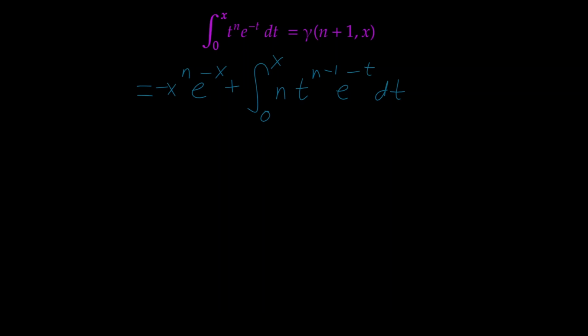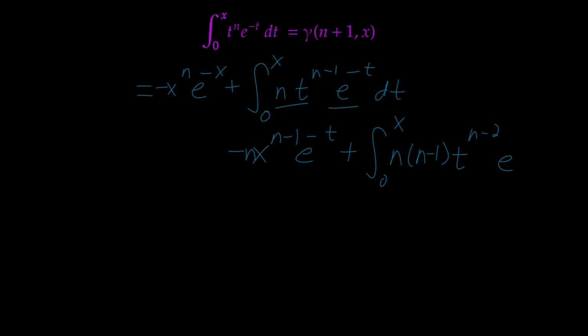To evaluate this next integral, we're going to do effectively the same thing. We're going to integrate this bit right here and differentiate that bit via integration by parts. So doing that, we find that we have minus n x to the n minus 1 times e to the minus t, and then plus the integral from 0 to x of n times n minus 1 times t to the n minus 2 times e to the minus t dt. And you'll see here that the pattern really does just repeat itself. So let's see where this leads.